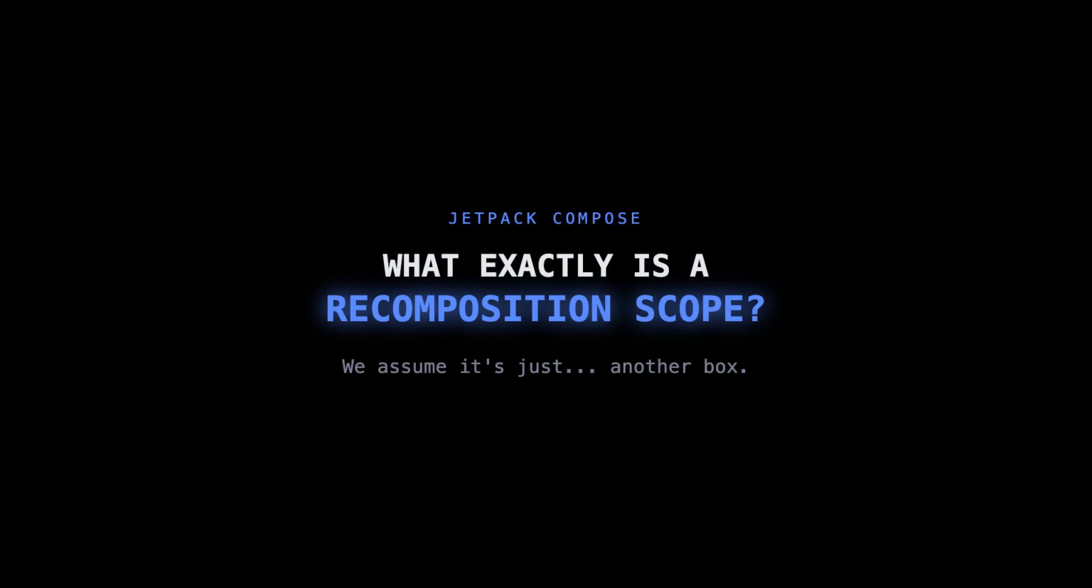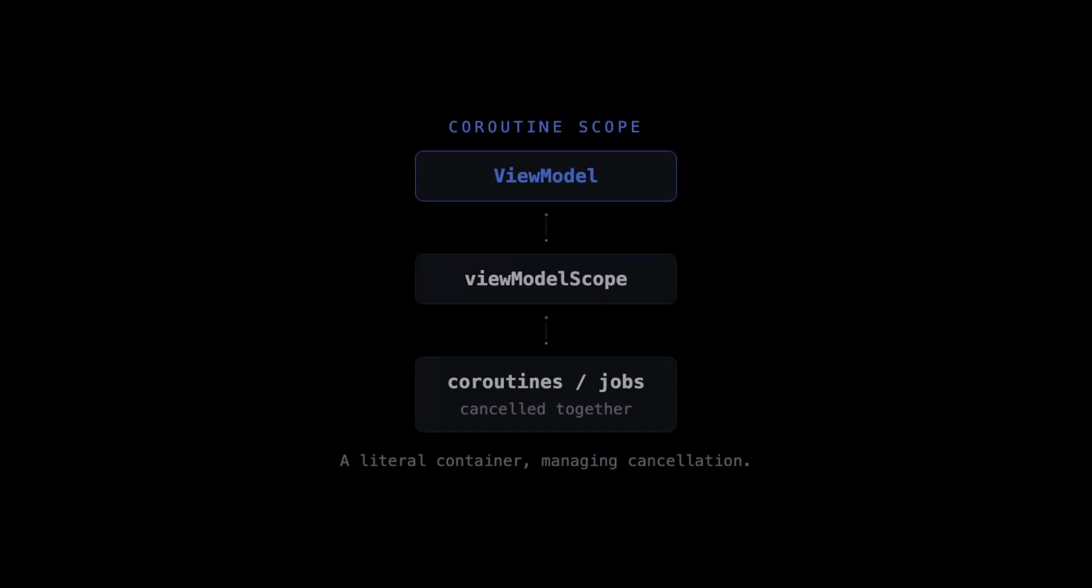So when I look at Jetpack Compose, I just assume recomposition scopes are doing the same thing. Like they are just another box? Yeah. If I think about a coroutine scope, I know that is a literal container managing cancellation. So my intuition is that a recomposition scope is just another container that owns UI elements. And I mean, that intuition is exactly what gets developers into trouble. Really? It's not a container.